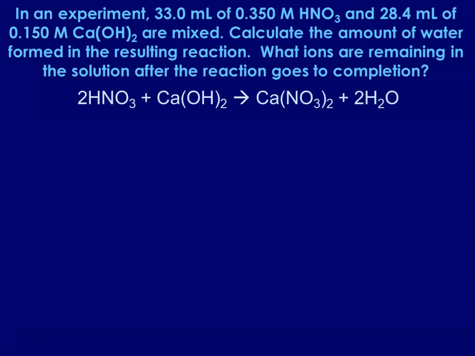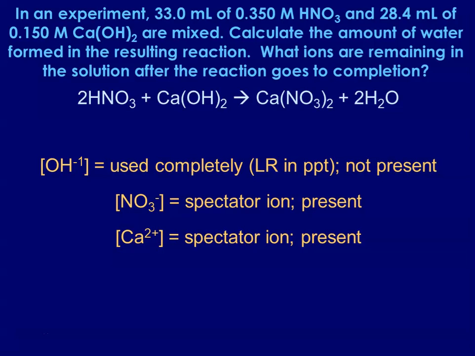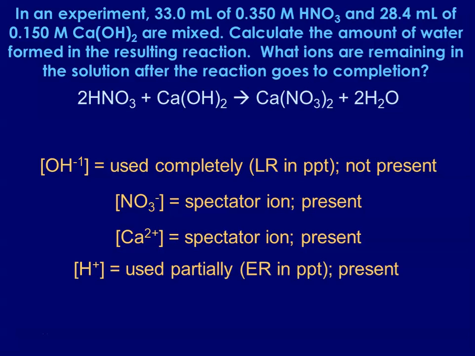So if I want to know what ions are present when the reaction goes to completion, I need to keep in mind that limiting and that excess reactant. The hydroxide is gone. It got used up completely. You would not expect to find any hydroxide ions in your mixture at this point in the reaction. Our spectator ions were diluted, but they should still be there in the same amounts that they were to begin with. So both nitrate and calcium should be present. And then the hydrogen ions that were part of the nitric acid were used somewhat, but they were not used completely, so they too are still present in my mixture.